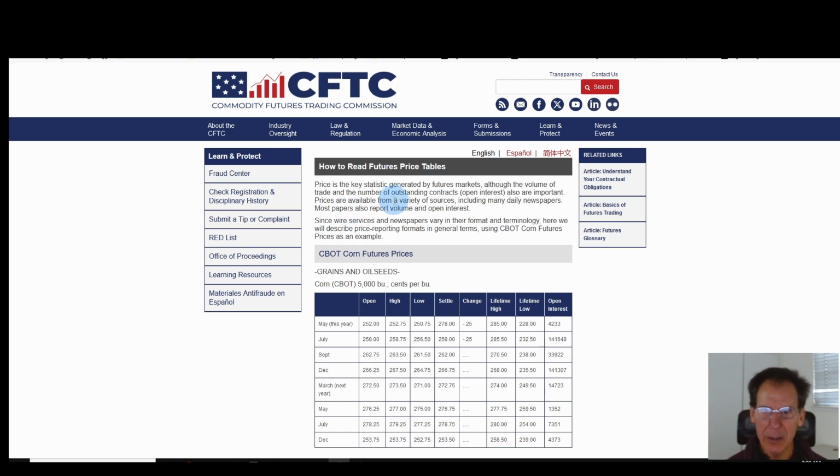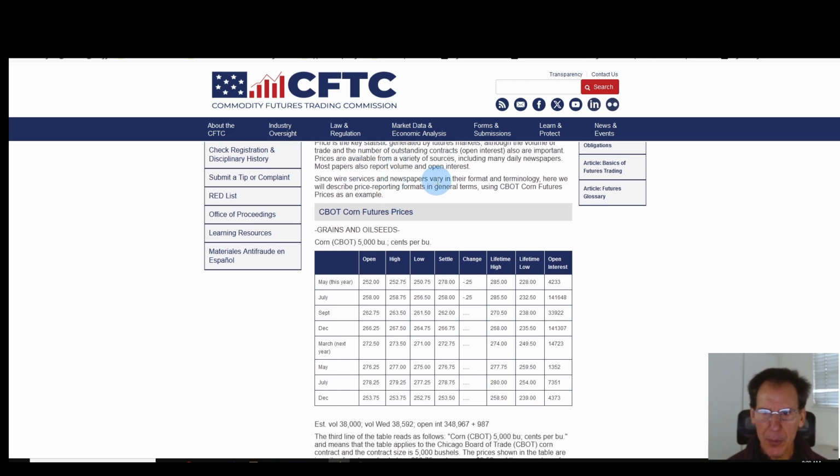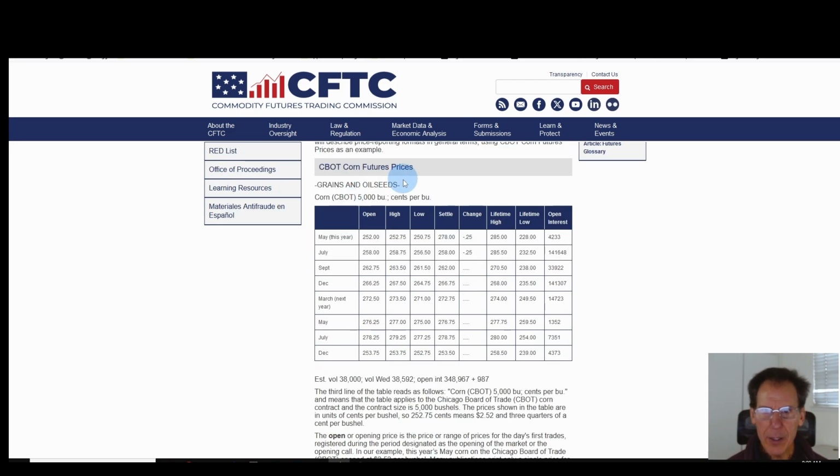Or online. Since wire services and newspapers vary in their format and terminology, here we will describe price reporting formats in general terms, using CBOT corn futures prices. CBOT, Chicago Board of Trade, grains and oilseeds. This is 5,000 bushels of corn. In other words, if you buy one contract for corn, you're on the hook for 5,000 bushels of corn.